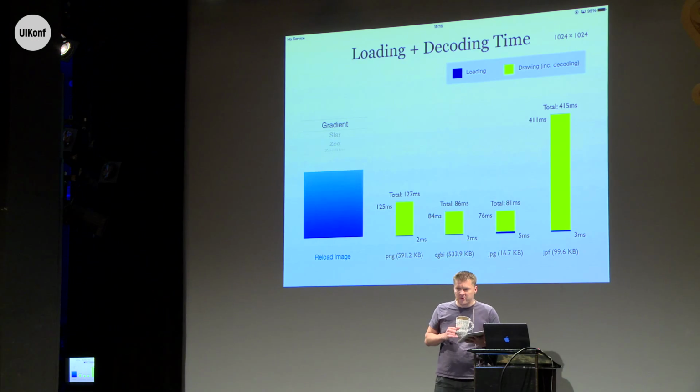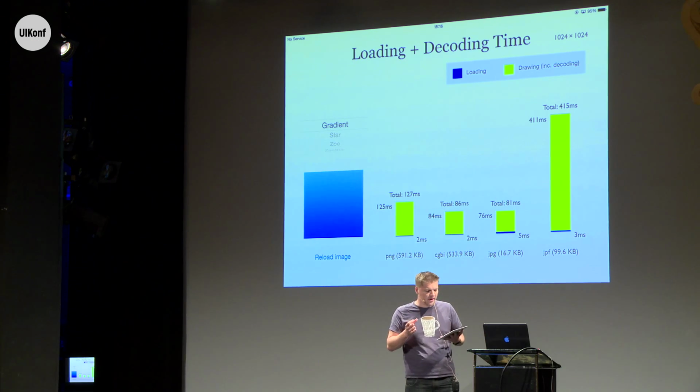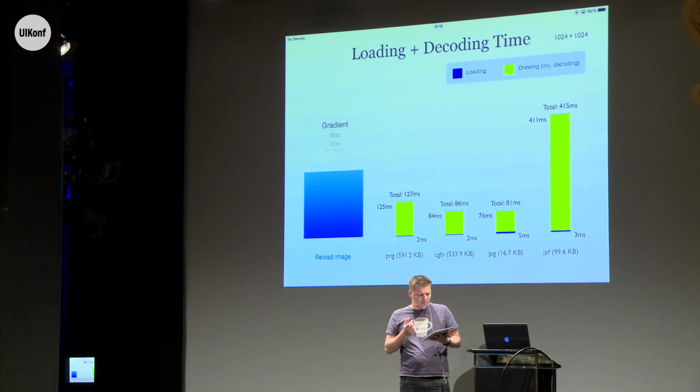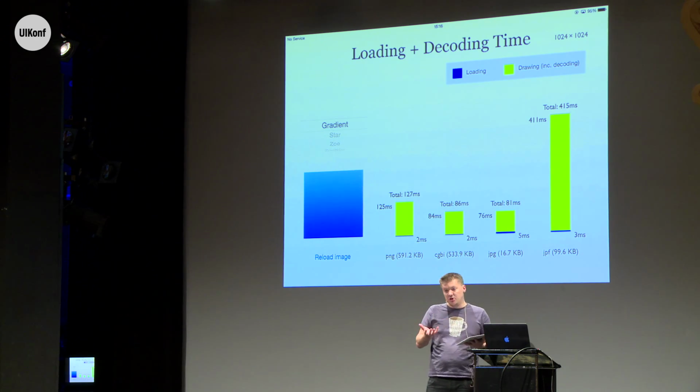So here are some performance measurements. The first thing you'll notice here, the blue part of the bar is loading time, so that's init time, if you like. And the green part is what happens the first time we try and draw the image into a CG context. So nothing too surprising from PNG and the CgBI, which is the optimized PNG. JPEG, as you can see, is actually a little bit quicker here. This is the gradient image.